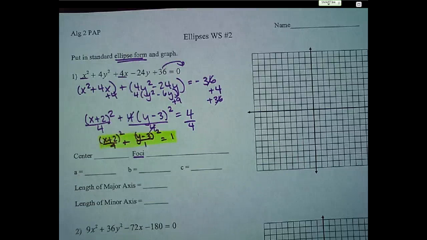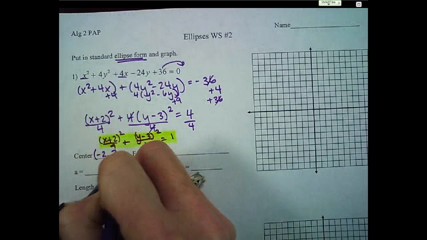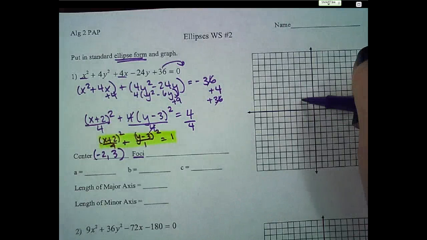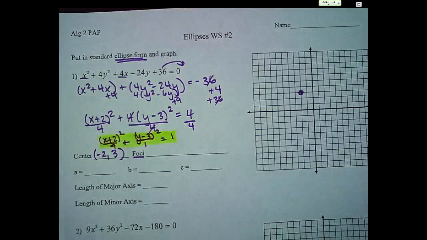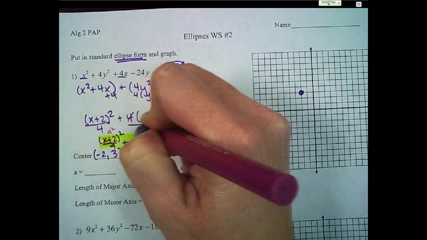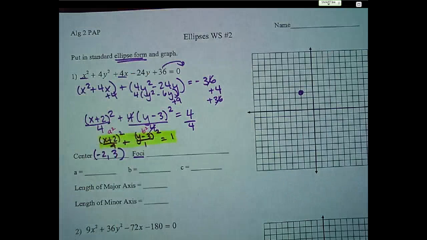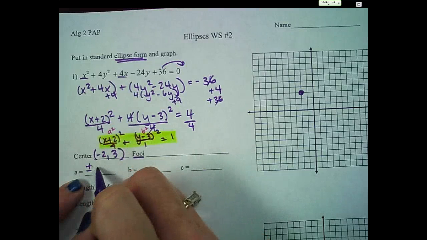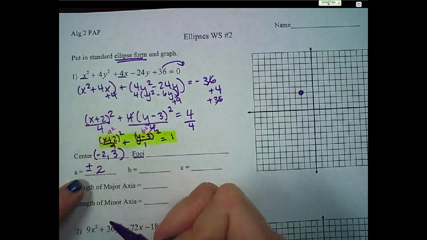Now you can take a look at that and find the center. The center then is negative 2, 3. So I'm going to graph the center, negative 2, 3, I'm here. In an ellipse, a squared belongs to the biggest. So in this case, this right here is where our a squared is, and this is where our b squared is, correct? A squared belongs to the x-axis. So if a squared is 4, then a means we're going to do plus and minus what? 2. Remember, we take the square root of it?